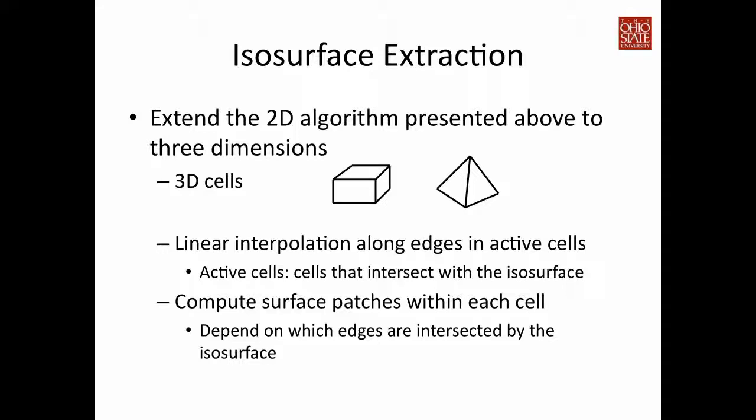This is done by checking whether one vertex has value larger than the isovalue and the other vertex has value lower than the isocontour value. And any cells that have the isosurface intersect with it, we call active cells. Once we identify the active cells and also the edges that have intersection, we're going to compute the intersection and also triangulate the section to create surface patches. And the patches are computed cell by cell, all together forming an isosurface.